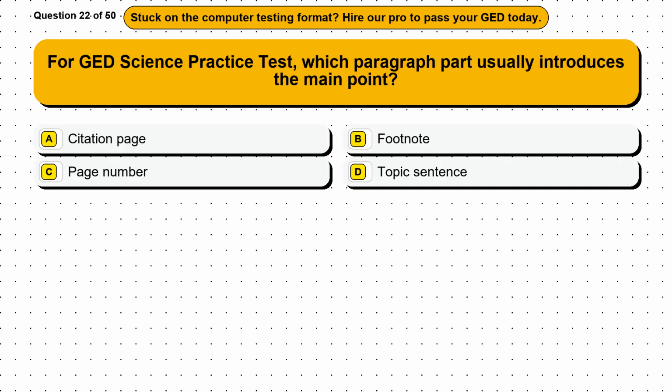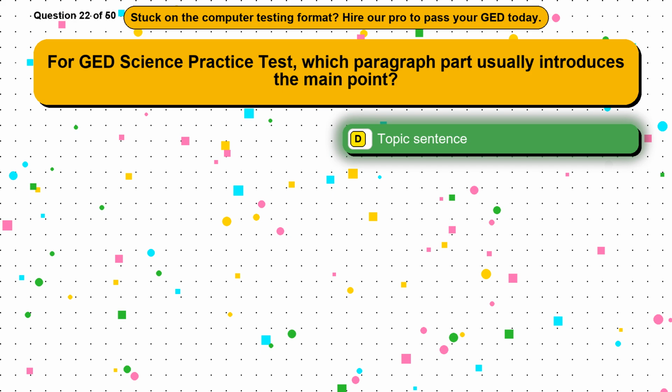Question 22. For GED Science Practice Test, which paragraph part usually introduces the main point? Option A, citation page. Option B, footnote. Option C, page number. Option D, topic sentence. The correct answer is option D, topic sentence.